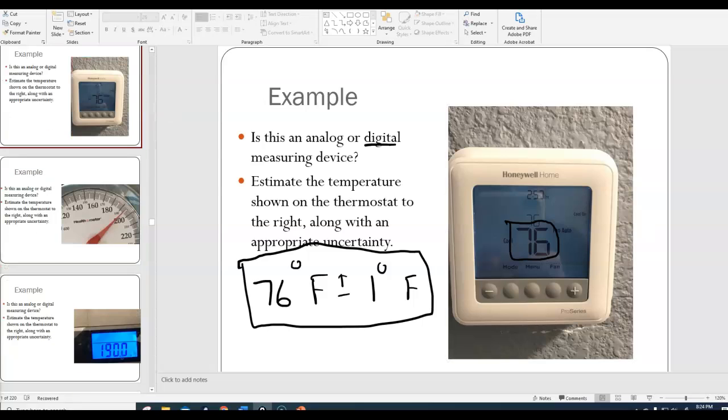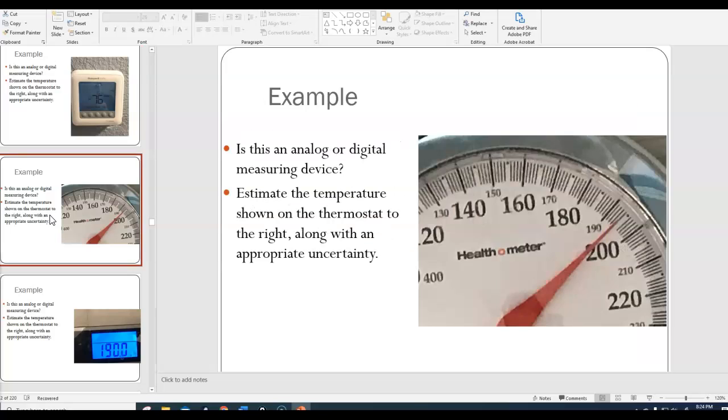Okay, so just a few more quick examples. Is this an analog or digital measuring device? Well, this is an analog measuring device. This is a bathroom scale, an old bathroom scale, and it's analog, which means if we want to make a measurement, we are going to have to make an estimate on the last number that's uncertain.